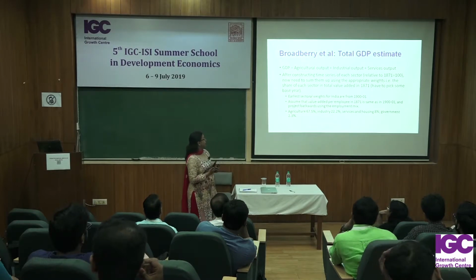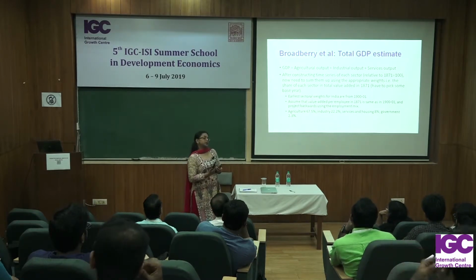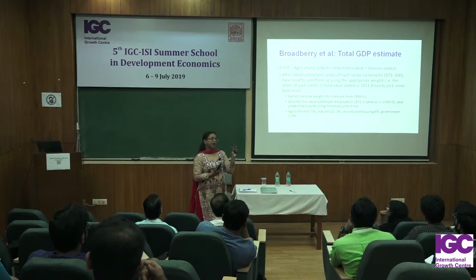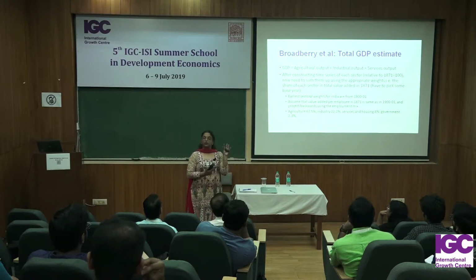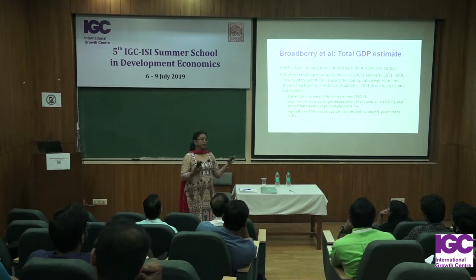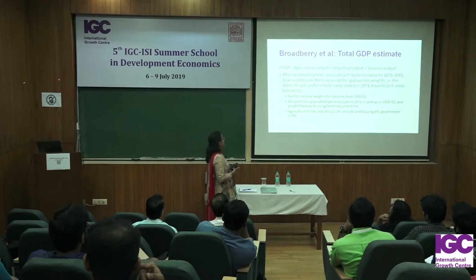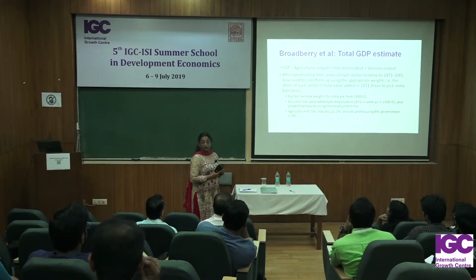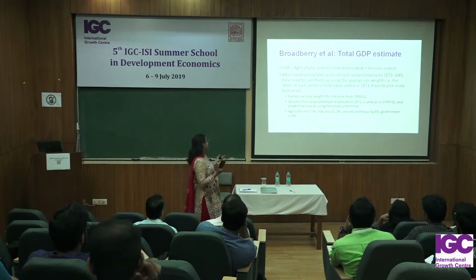Now we need to sum them up using the appropriate weights. What is the appropriate weight? It is the share of value added of each sector in GDP. That's how you're going to sum up these three indices, okay? Now, where are you going to get this share of each sector in total value added?